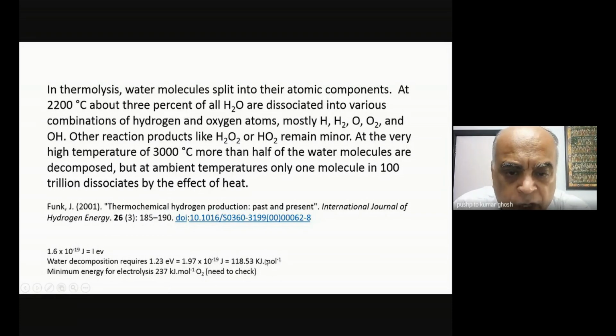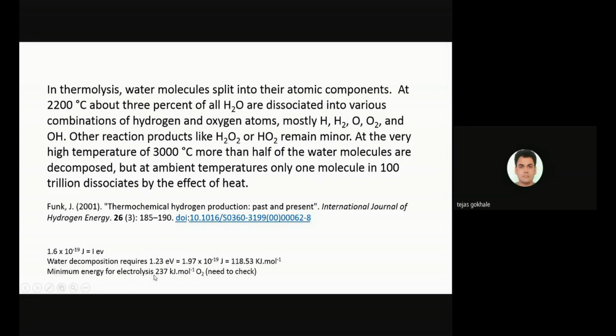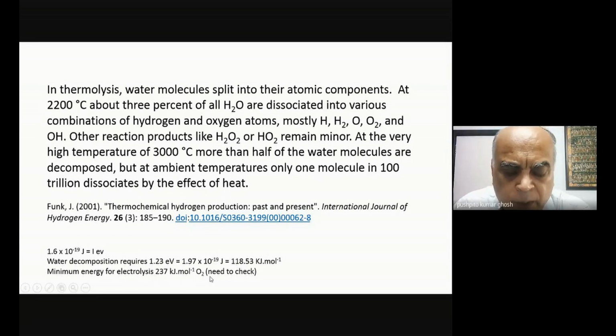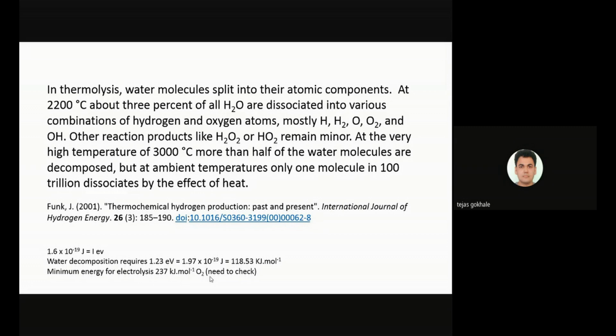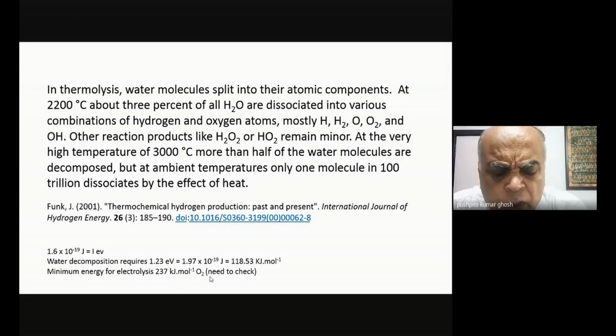So if I were to generate 1 mole of oxygen, it will be double. So I'll take 2 molecules of water. It will give me 2 moles of H2 plus 1 mole of O2. So it will be double this value, so that will be 237 kilojoule per mole. Is that clear? And 237 kilojoule per mole, it's not such a big figure, right?